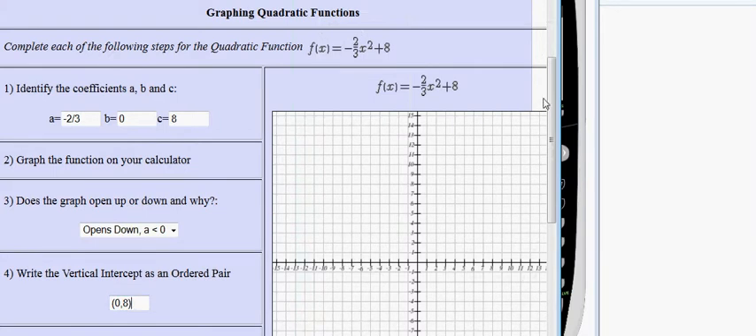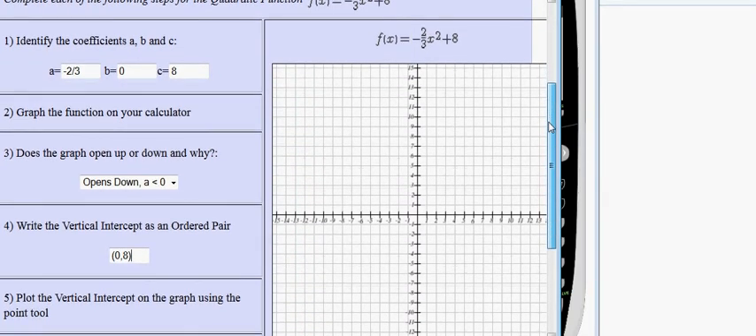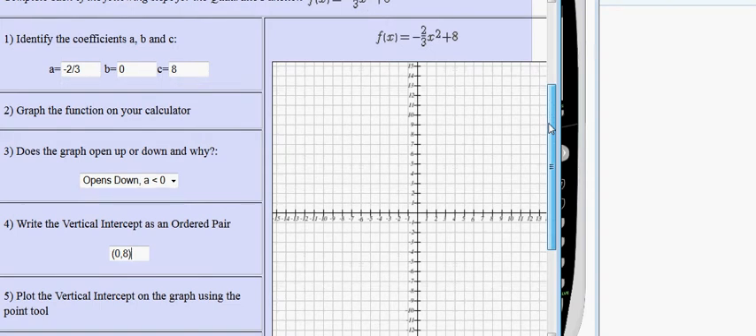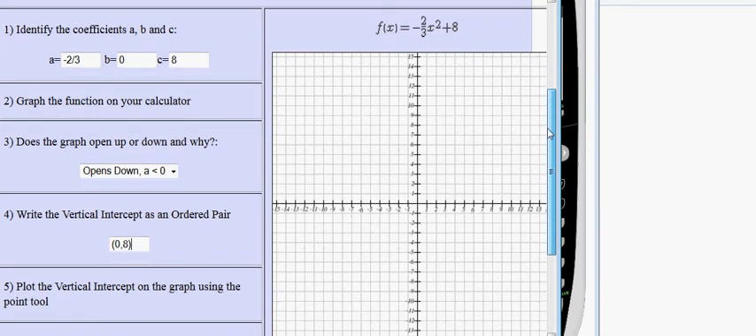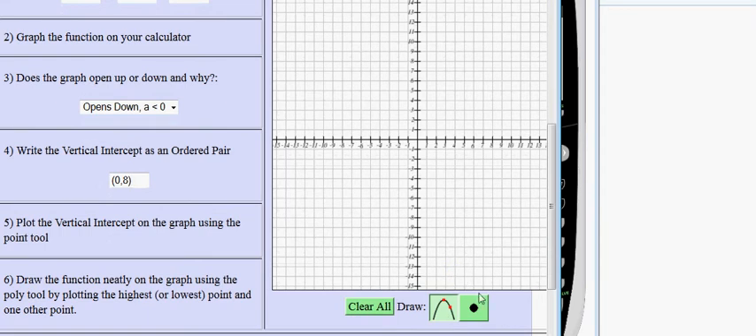And then I believe there's at least one more question. It says plot the vertical intercept on the graph using the point tool. So I'm going to have to go down here and use the point tool right here, and I need to plot the vertical intercept, the 0, 8, using the point tool. So that's that guy right there.